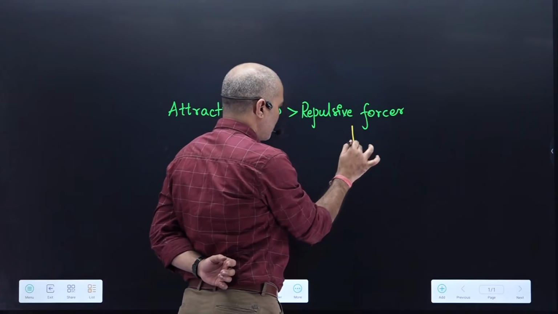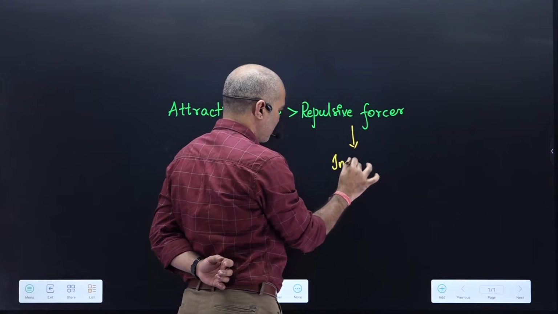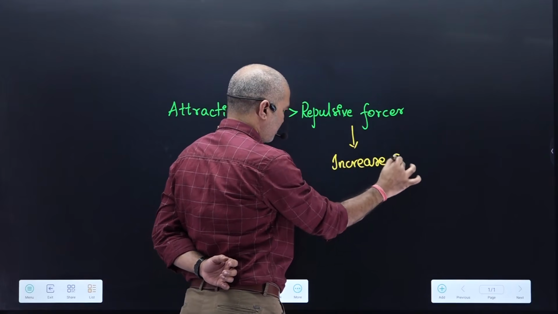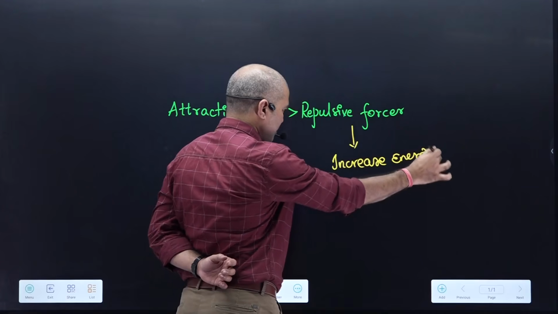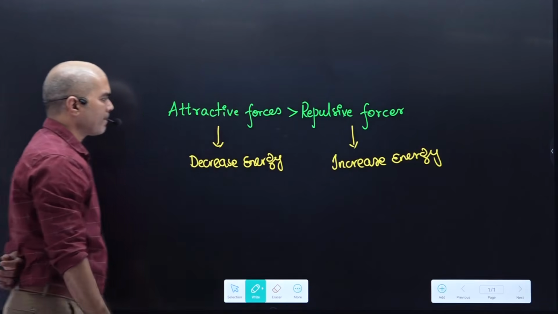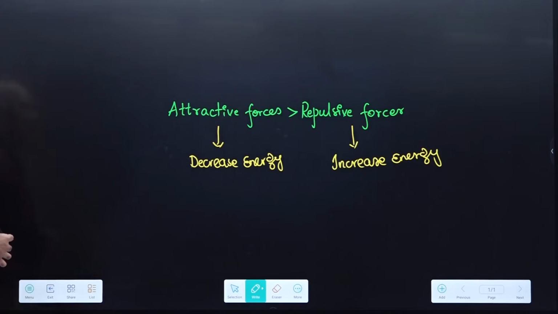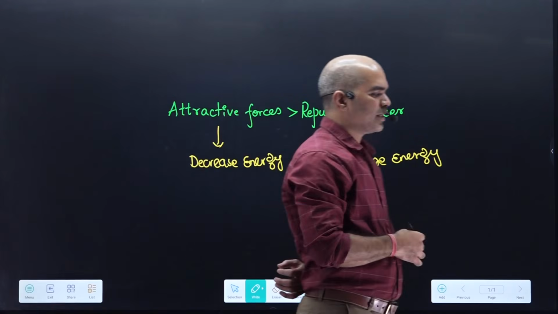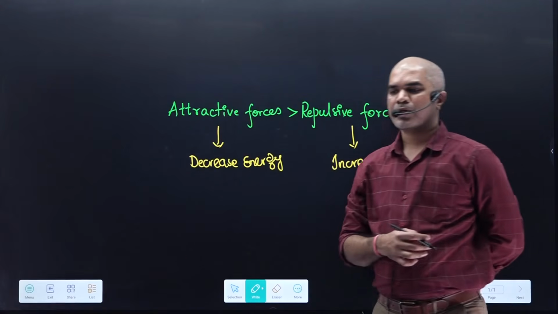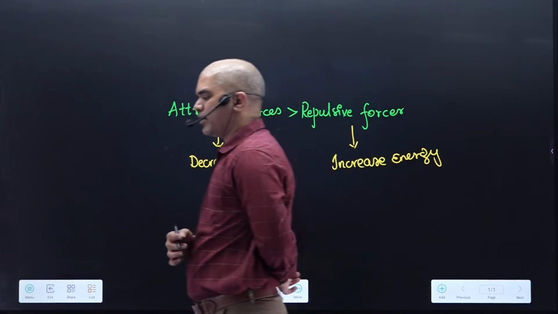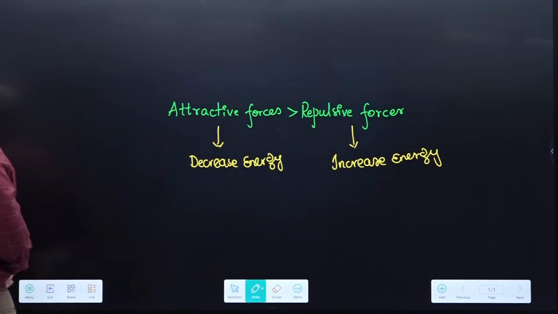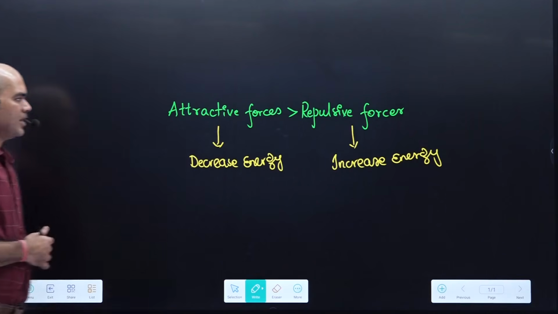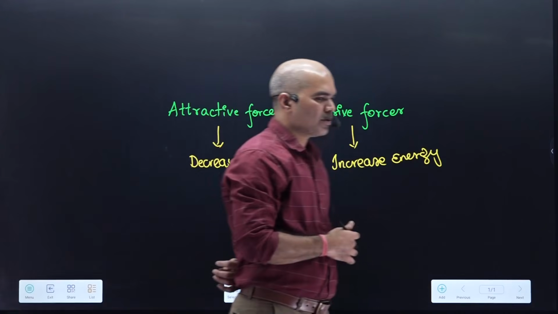Attractive forces decrease energy, comma, repulsive forces increase energy. Okay, that is the conclusion for the formation of a bond.